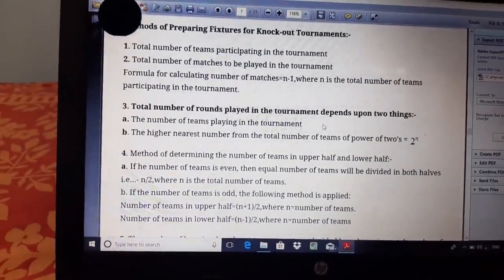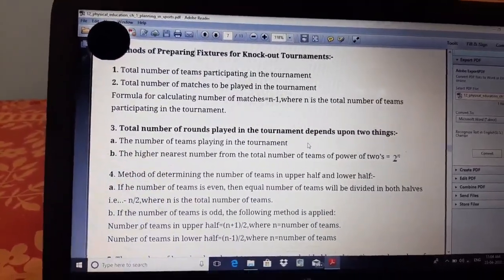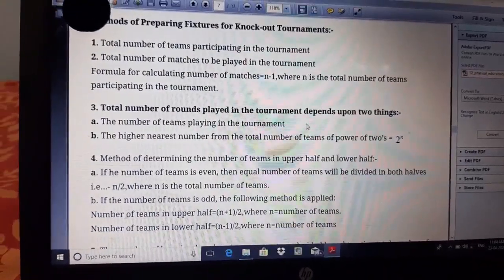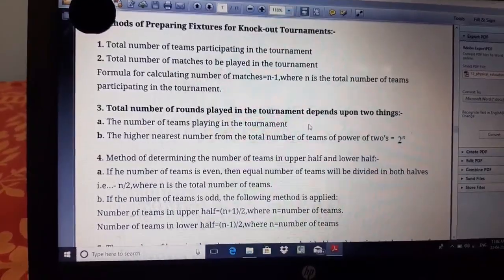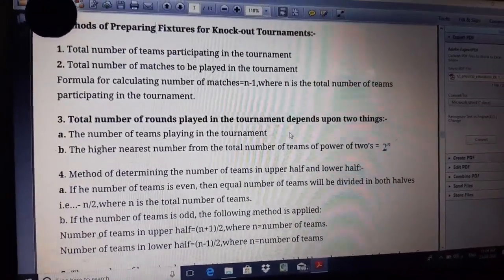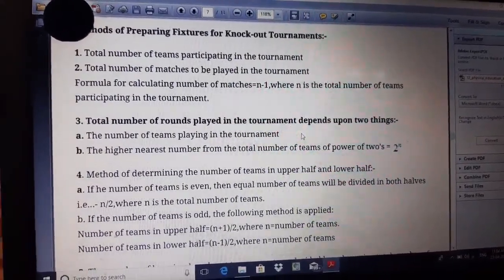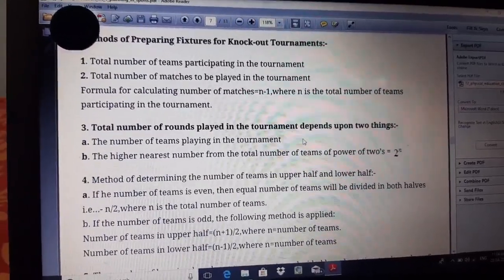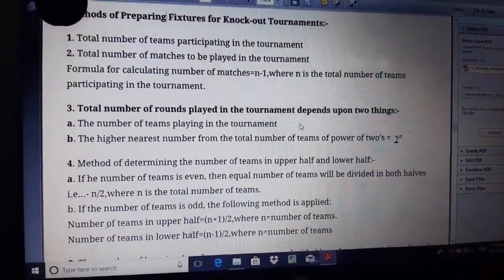So the formula for calculating the number of matches is very simple. That is n minus 1. So 11 minus 1, that is 10. So a total of 10 matches will be there. And again, it is a common sense question, n minus 1. So 11 minus 1. Now 11 itself is not going to play with 11, so we can't have 11 matches over there, right? I think you are getting this point, because this is a very basic thing.